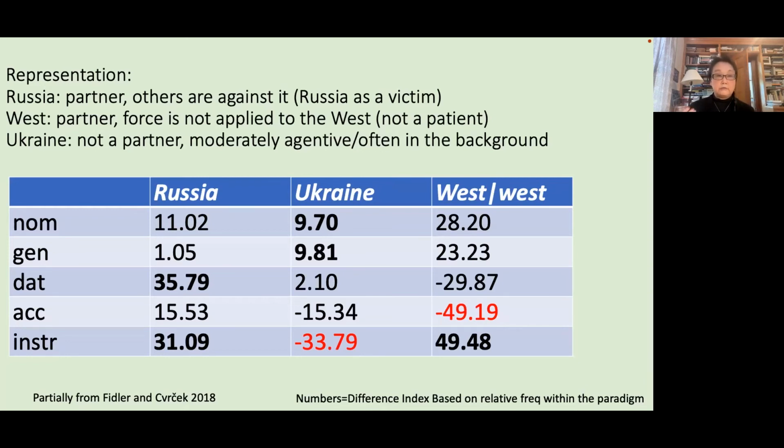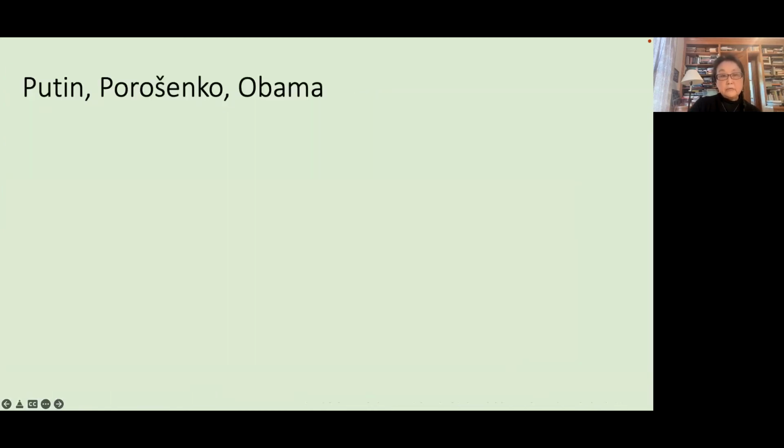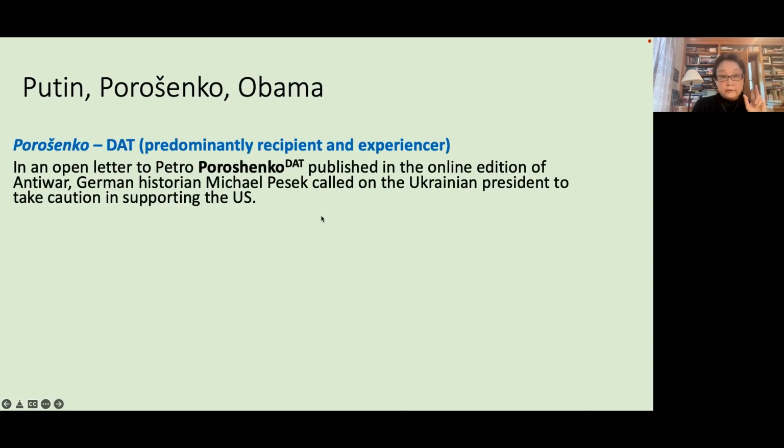So what you see is Russia being a partner. Others are against it. West is a partner, but the force is not applied to the West. West is not affected. Ukraine is not a partner. It is moderately agentive and often in the background. And when you think about these states in terms of keymorph prominence and compare the prominence with other presidential terms like Putin, Poroshenko, and Obama, you will come up with some very overarching story.